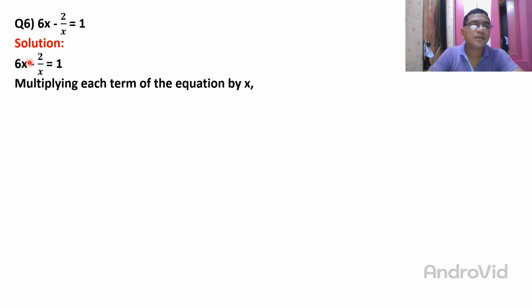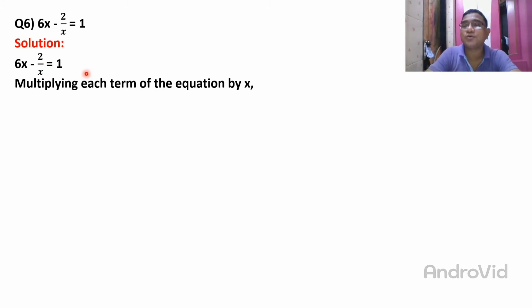So here is 6x minus, this sign is minus, 2 upon x is equal to 1. This is the problem given to us. Here x is the denominator. X is the denominator, so x is dividing the 2. When that x goes across, it can be multiplied.